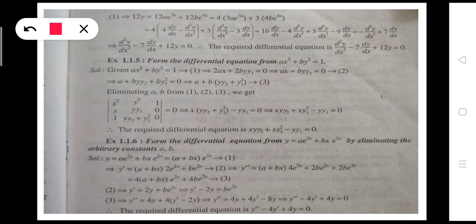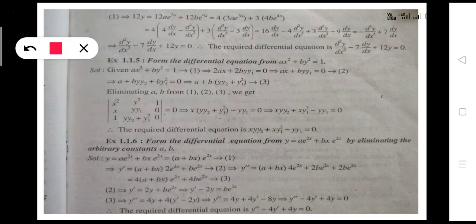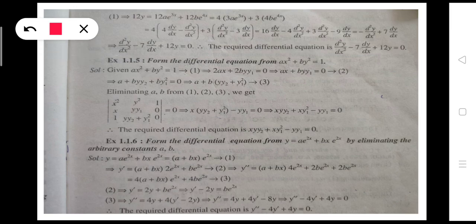Form the differential equation from ax square plus by square is equal to 1. Let the given equation be ax square plus by square is equal to 1, and differentiate 1 with respect to x, that is 2ax plus 2b into derivative of y square, which is 2y, and again differentiate y with respect to x, that is y1, that is 2ax plus 2b into y1 is equal to 0. Here 2 is common from all terms, and that is ax plus b into y1 is equal to 0.